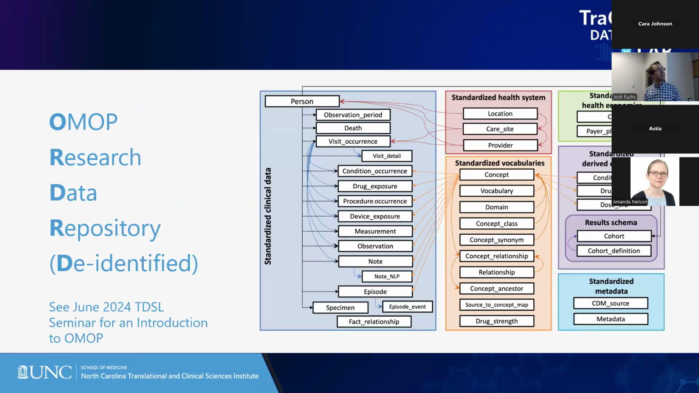So let's go ahead and define Ordr. Ordr stands for the OMOP Research Data Repository that's de-identified. So it's all de-identified data based on the OMOP Common Data Model. I'm showing the full OMOP Common Data Model here on the right. I just note that most of these tables are not actually currently populated in Ordr.